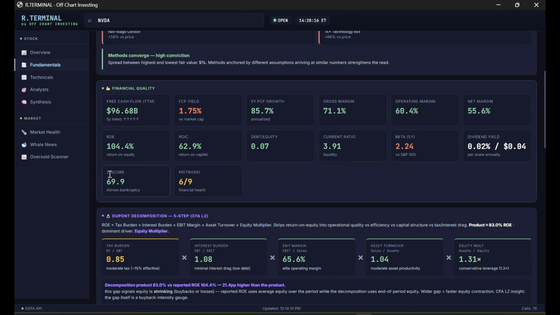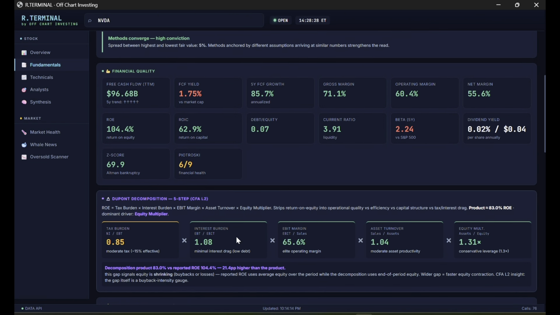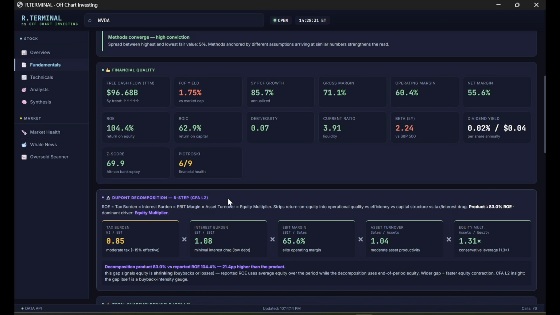Z score is basically a solvency score. It looks at, can this company go bankrupt or not? So this is one thing to look at. Always I look at the company, how it's doing, how its financial trends. The company is moderately tax efficient, at 15% effective. There are many companies that are above 60, 70, and 85% like Apple. So this is one aspect where NVIDIA can improve when it comes to tax efficiency.